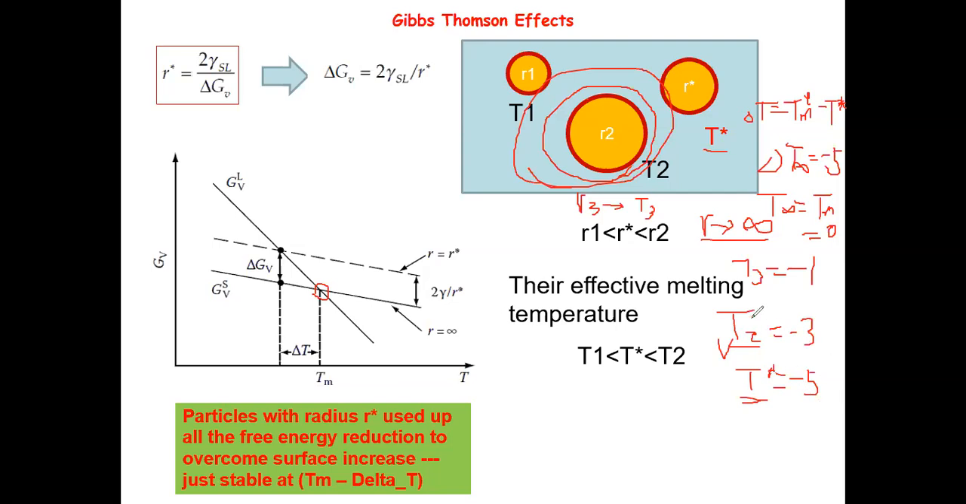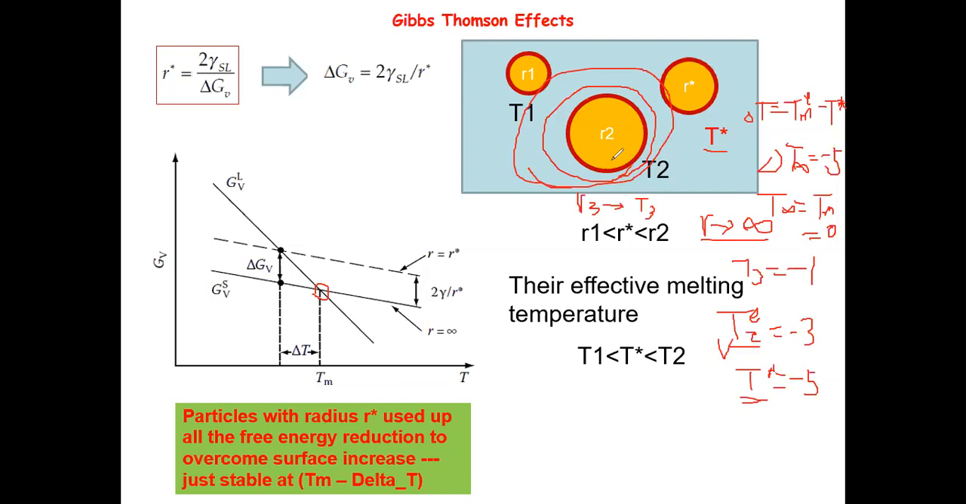because this T2 is the effective melting temperature for the particle with radius R2, right? This T star is the temperature I impose. I keep it constant all the time, right? This does not change. And the only thing that changes is the effective melting temperature, which is a function of the radius of the particle, right?